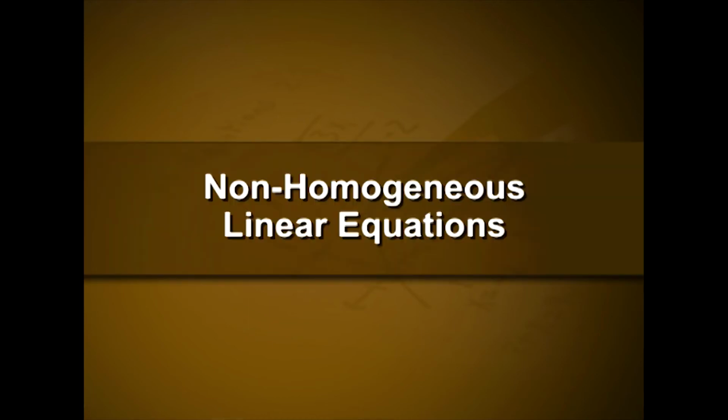Non-homogeneous linear equations. If f of D comma D prime is not homogeneous in the equation f of D comma D prime of z is equal to q of x y, then it is called a non-homogeneous linear partial differential equation. Its complete solution is equal to complementary function plus particular integral.